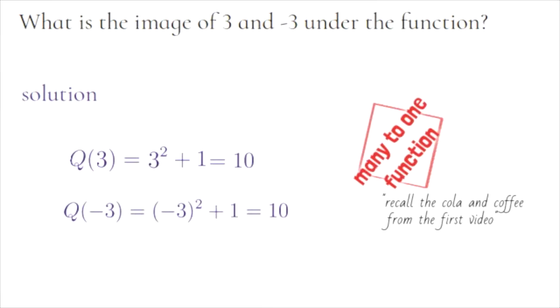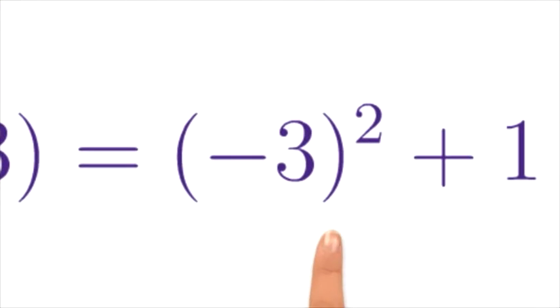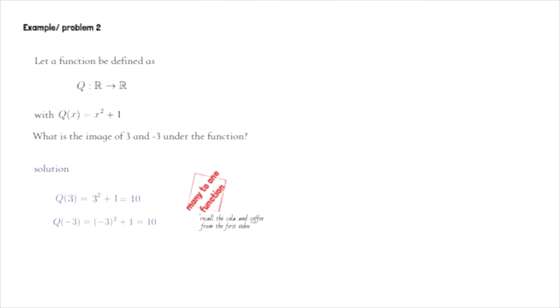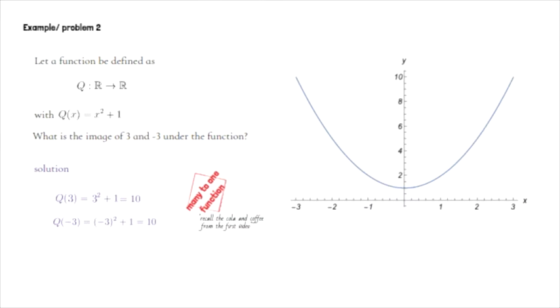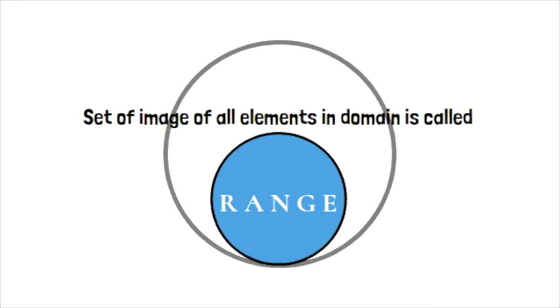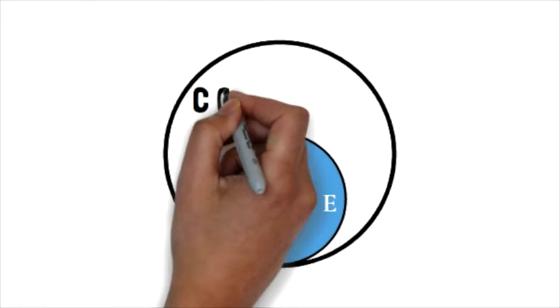Note further that even when you have a negative number as the object, the square is a positive number. And added by 1, the image remains positive, in fact, greater than 1. Looking at the graph, we see that there is no image below 1. The set of all images is called a range. It is the subset of the codomain.